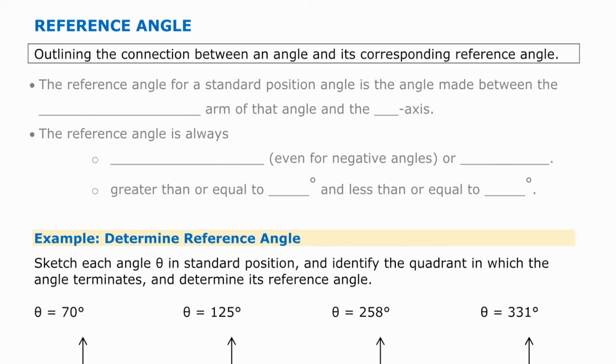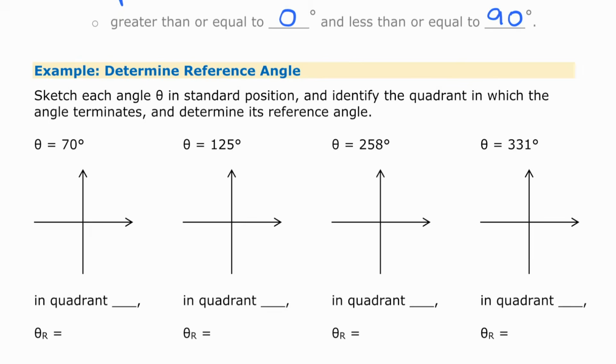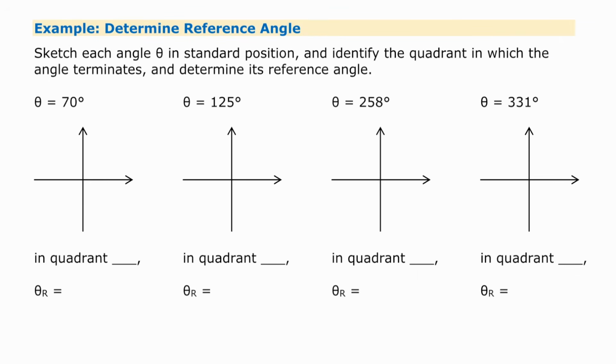All right, to summarize, the reference angle is the angle between the terminal arm and the x-axis. It is always positive, even if the angle itself is negative, or 0 if it's an angle on an axis, a quadrant angle. So that means that it has to be between 0 and 90 since it's an acute angle. Now let's look at a few examples before we're finished here.